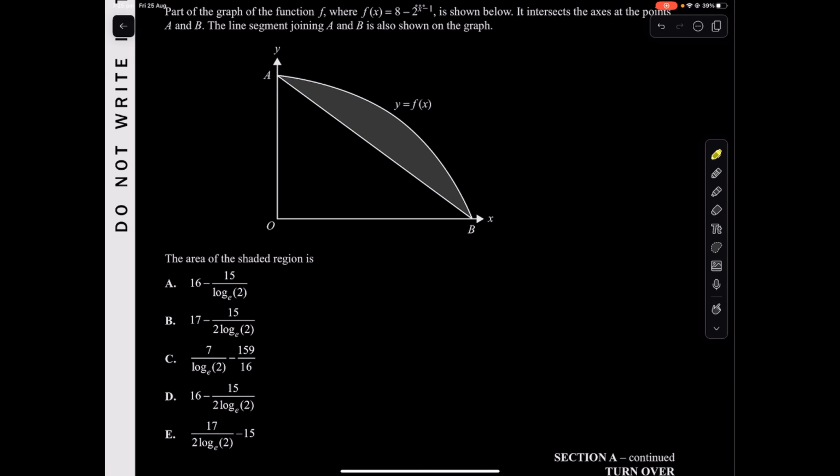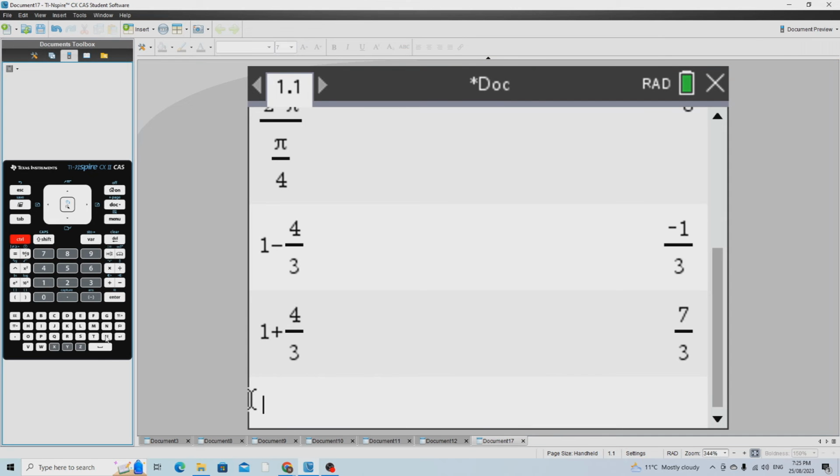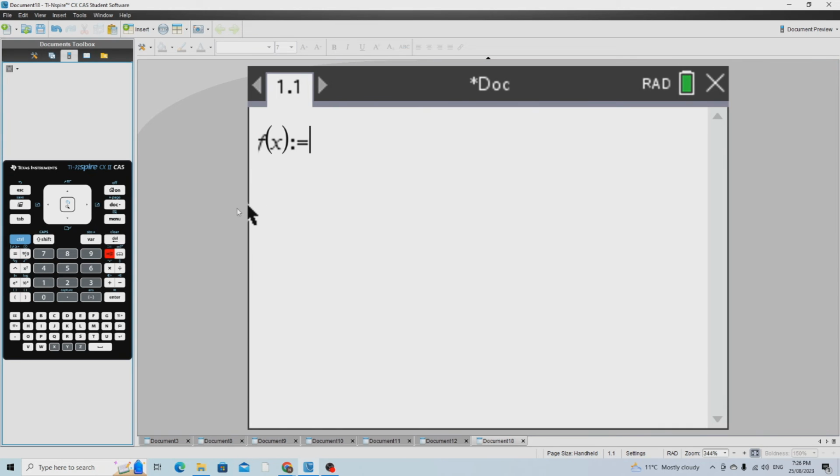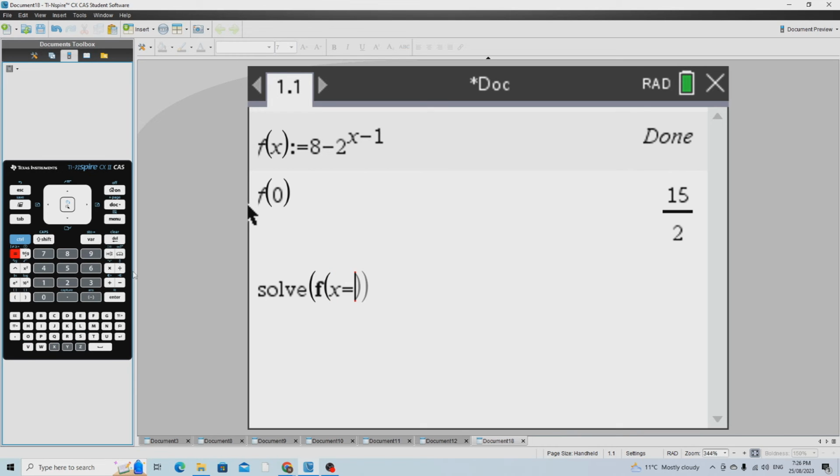So let's do this. What we're going to do is define, control N, define f of x. So f of x is 8 minus 2 to the power of x minus 1. And let's find the y-intercept. The y-intercept is here. This is your y-intercept. And let's find our x-intercept, so solve f of x equals 0, comma x.